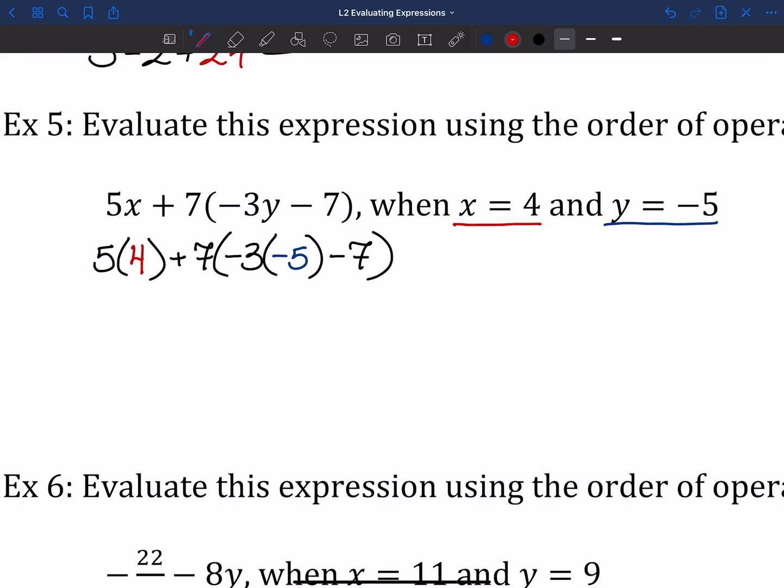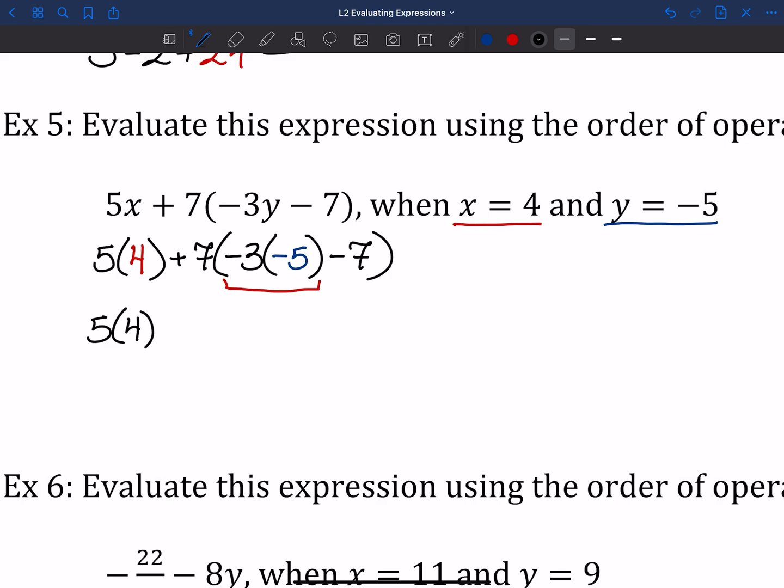So first things first, I've got some parentheses here, right? So I'm looking at this big chunk of parentheses. When I hop inside there, I'm thinking about, all right, what do I need to do first? We've got some multiplication over here. Or I could start by doing some sort of subtraction. We're going to start with the multiplication piece. So this chunk right here is negative 3 times negative 5.